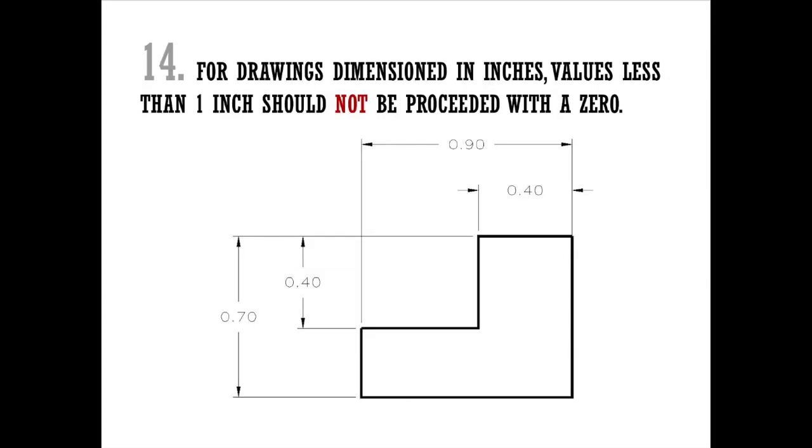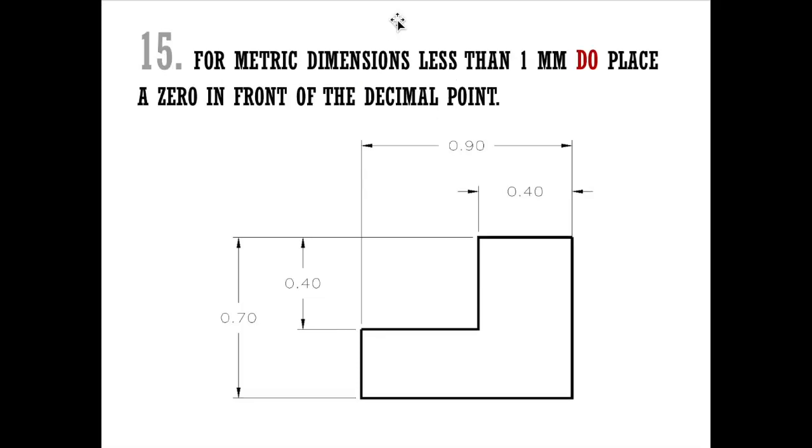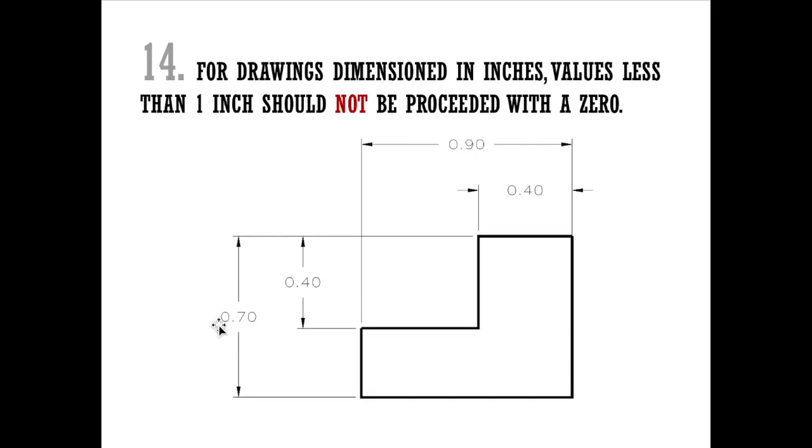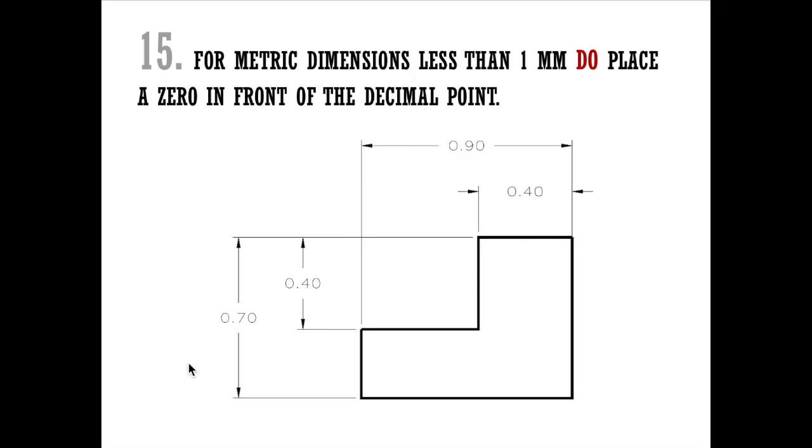For drawings dimensioned in inches, values less than 1 inch should not be preceded with a 0. As you can see in the dimensions, you should not have these zeros before your inches. For metric, however, you should include the 0. So for inches, do not include a 0.70, but for metric, you should. This is another identifier when determining your units of measurement.